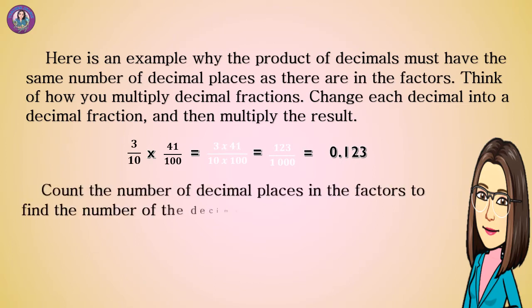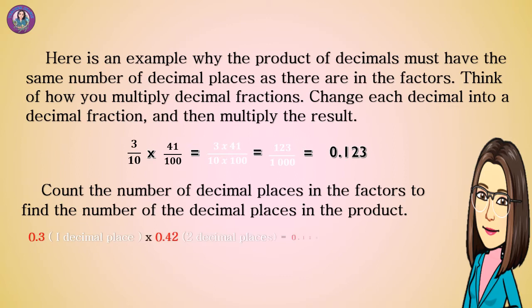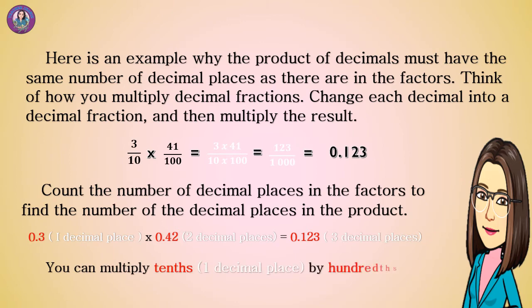Count the number of decimal places in the factors to find the number of decimal places in the product. 3/10 has one decimal place, times 42 hundredths with 2 decimal places. The answer is 123 thousandths with 3 decimal places. You can multiply tenths, or 1 decimal place, by hundredths, or 2 decimal places. So, the product is in thousandths.